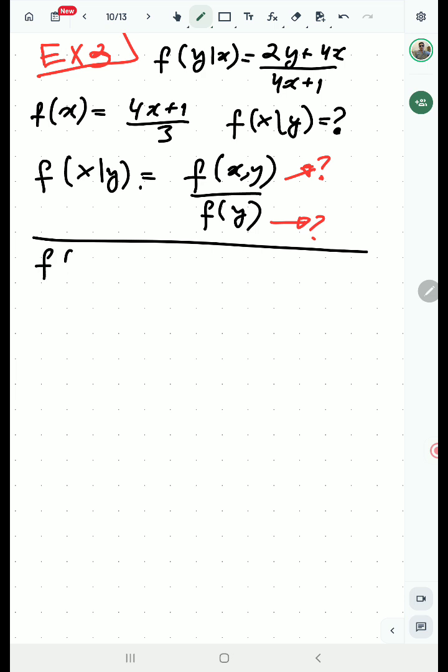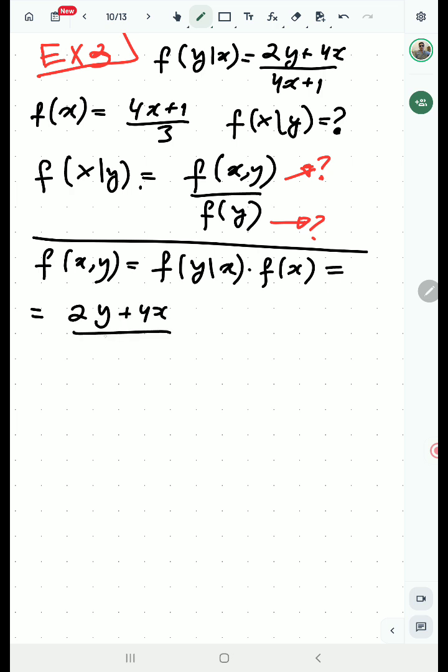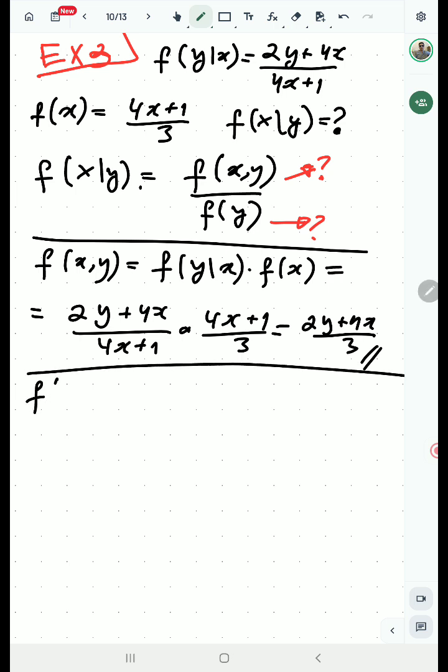The joint PDF is nothing but the multiplication of the conditional PDF times the marginal PDF, right? So we can replace f of y given x with 2y plus 4x over 4x plus 1. Then we multiply by the marginal PDF, which is 4x plus 1 over 3. And that gives you 2y plus 4x over 3. That is basically the joint PDF.